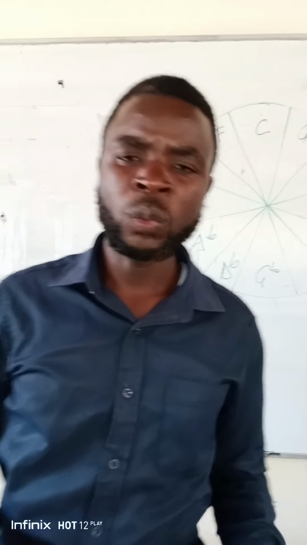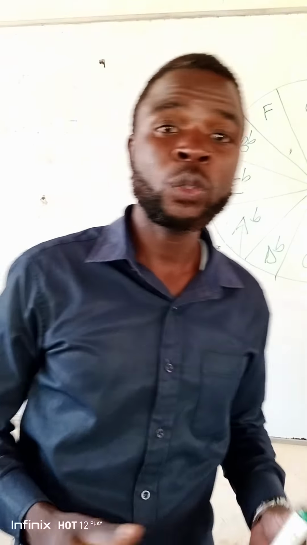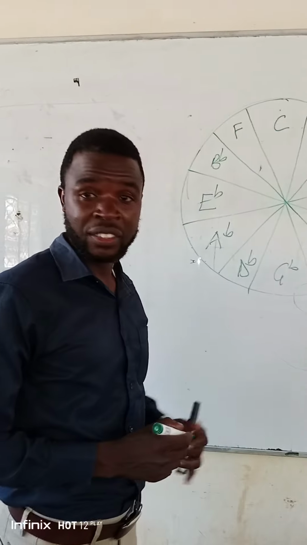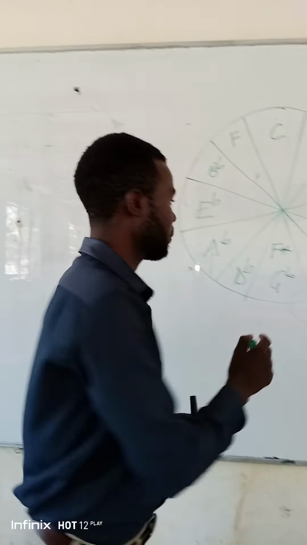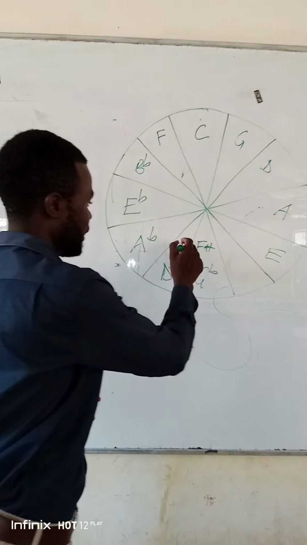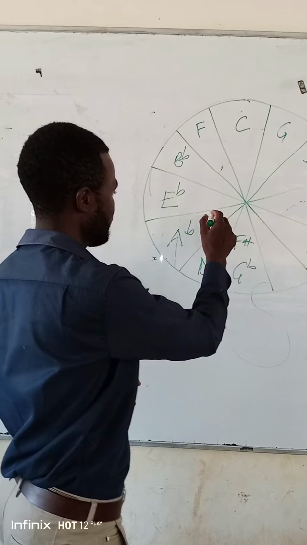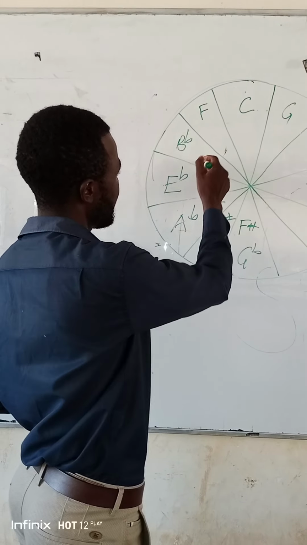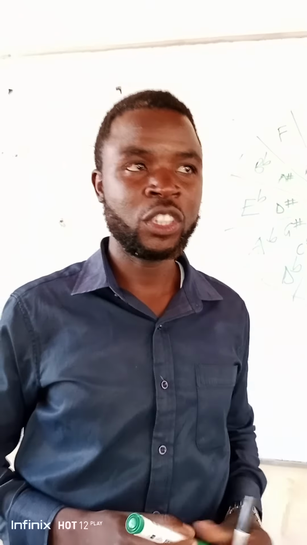And perhaps you are wondering what a flat is. A flat can also be written as a sharp. So when I say G flat, I simply mean F sharp. When I say D flat, this is C sharp. F flat is a G sharp. E flat is a D sharp, and the B flat is an A sharp. So don't get confused with the sharps.